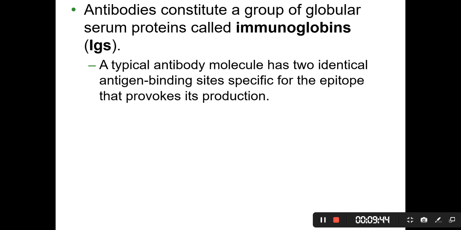Antibodies constitute a group of globular serum proteins called immunoglobulins. So the antibodies formed by our human body are part of the family of immunoglobulins. Now from this I have jumped to the structure of immunoglobulin. For your information, you need to know what an immunoglobulin molecule looks like. A typical antibody molecule has two identical antigen binding sites specific for the epitope that provokes its production.